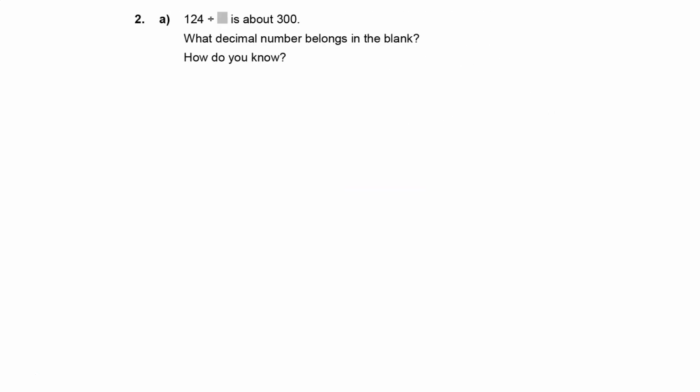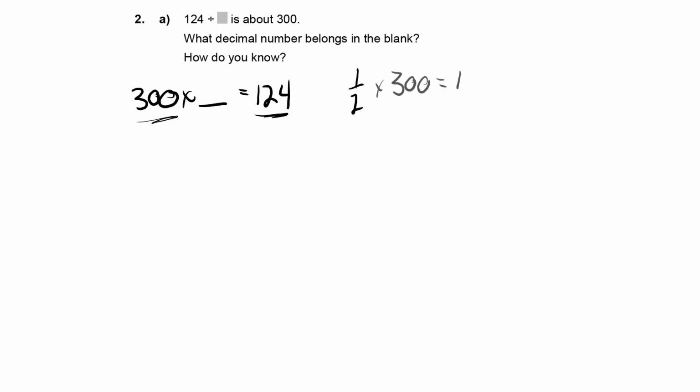124 divided by some number is about 300. What decimal number belongs in the blank, and how do you know? So for this one, I would say 300 times that number is going to be equal to 124. The relationship between 300 and 124 is less than a half of the 300, right? Half of 300 is 150, and I'm definitely less than that. So I know that the decimal I'm putting in there has to be less than 0.5. So it has to be less than half.